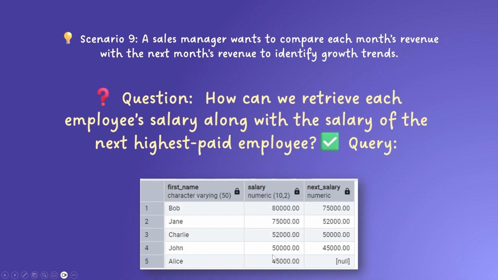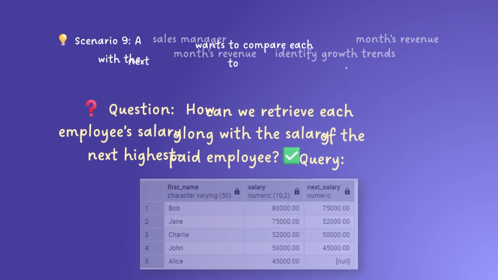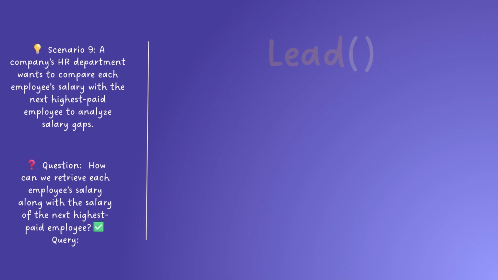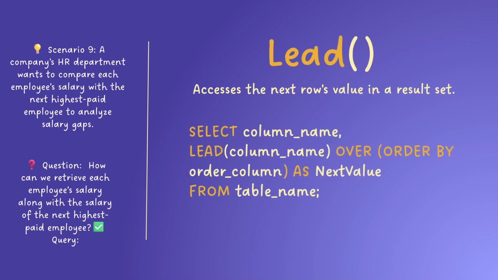And there, first, let us look at the function. The function that we're going to use is actually the lead function. The lead function accesses the next row value in a result set. So if you have 3 rows and you are on row number 1, you can pick up the value from row number 2 and give it to you in row number 1. So you use the keyword lead, and then you write the column name, you use the over keyword, and you can give the order by column or whatever you want, and then you can rename it.